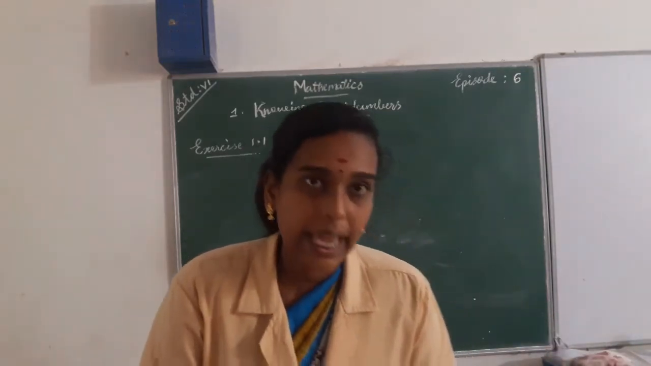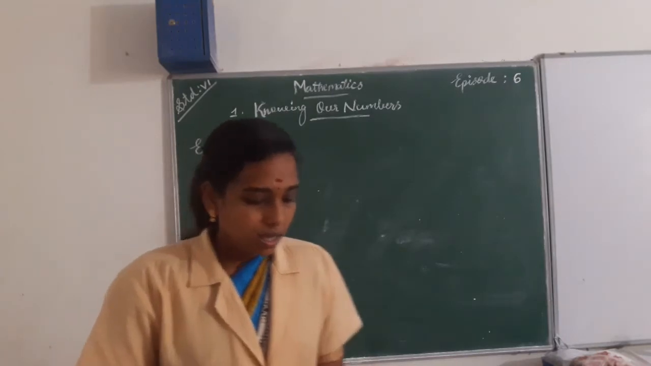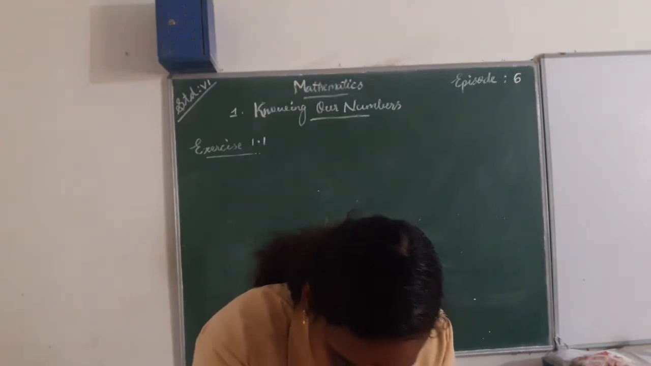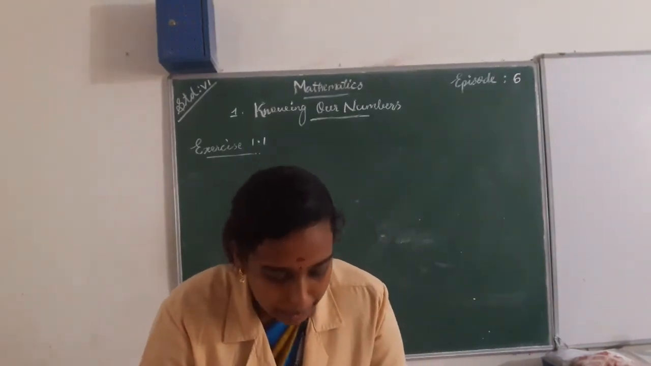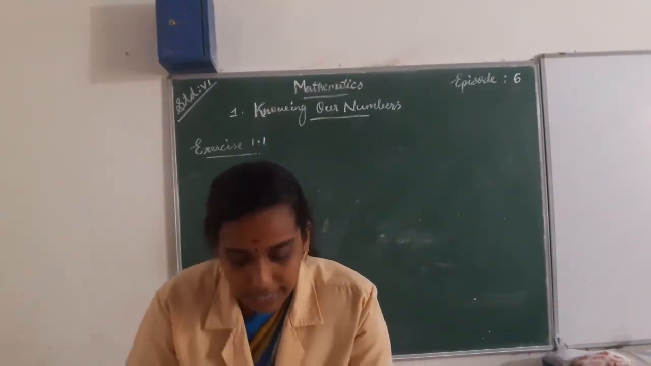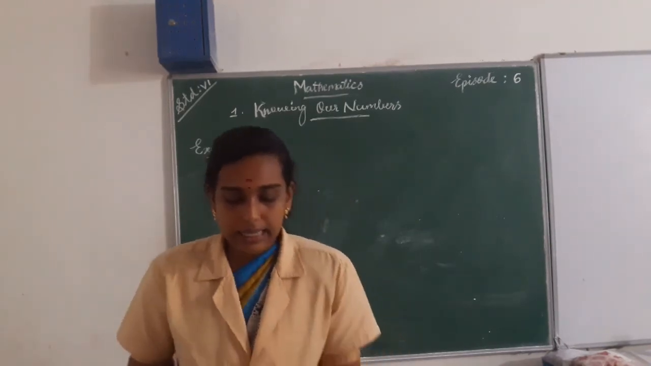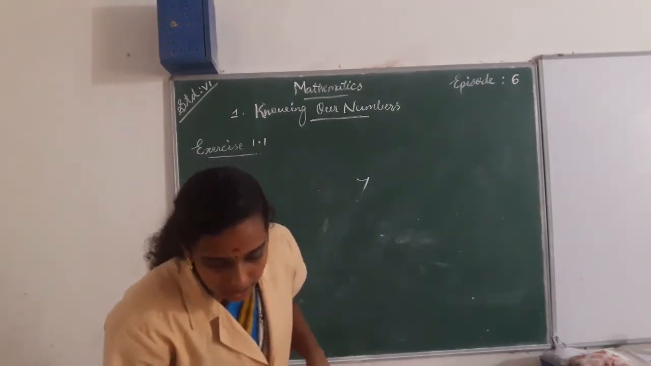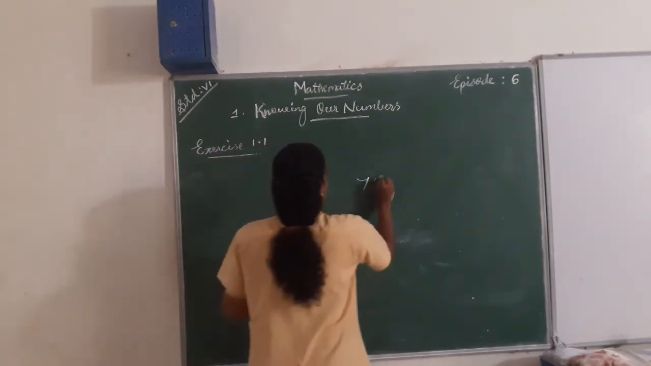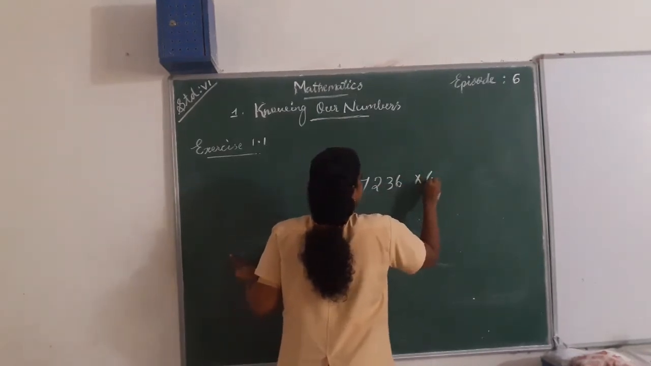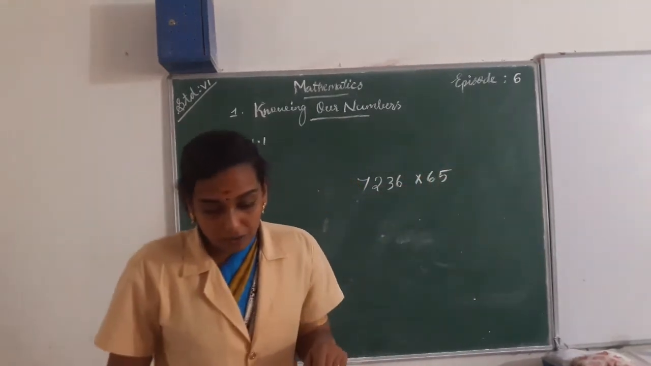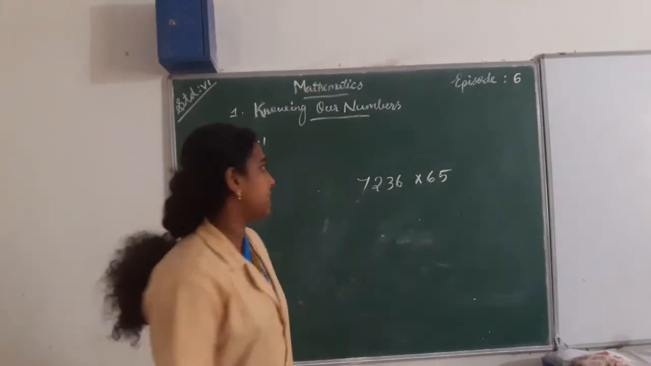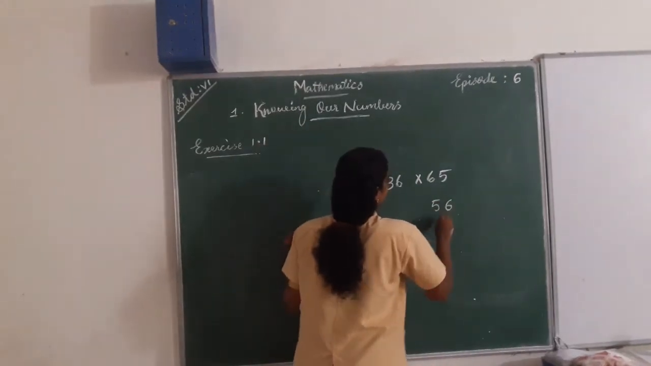Question number 8. Look at your text and read the question carefully. Here, a student multiplied 7,236 by 65, instead of multiplying by 56.